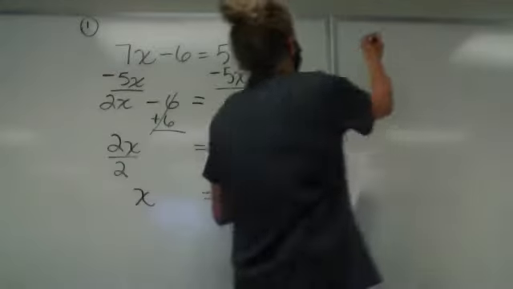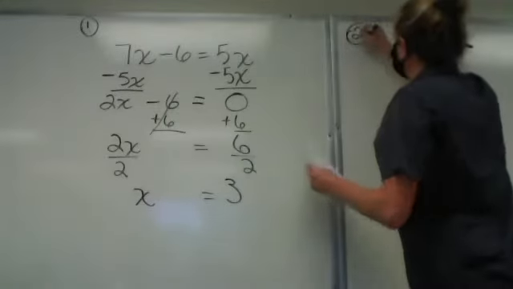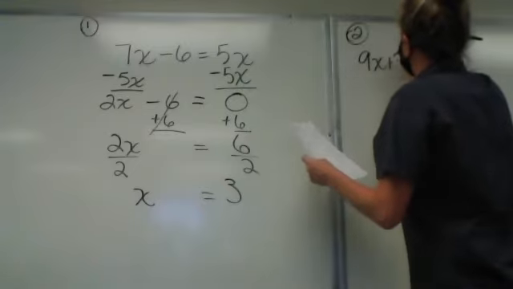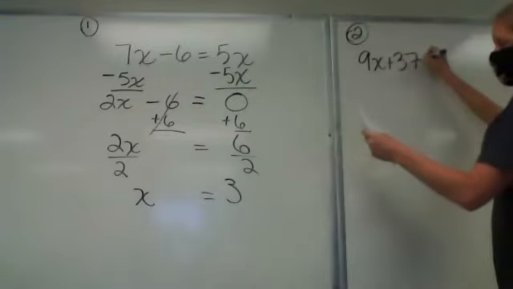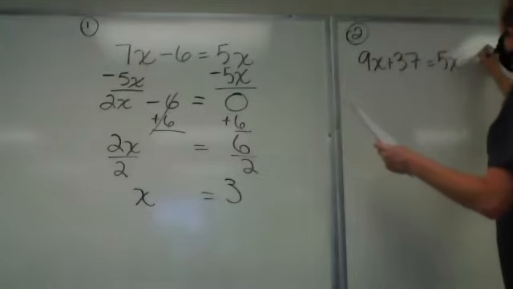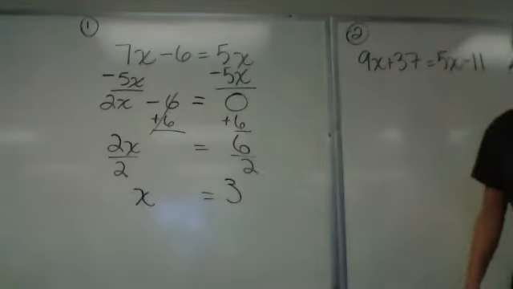Number 2. So we've got 9x plus 37 equals 5x minus 11.